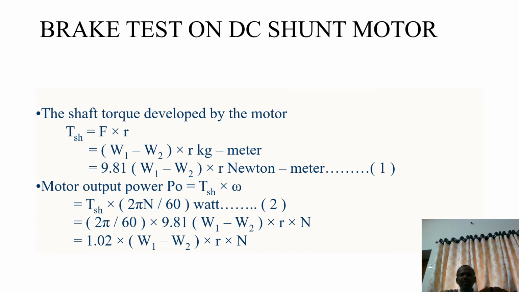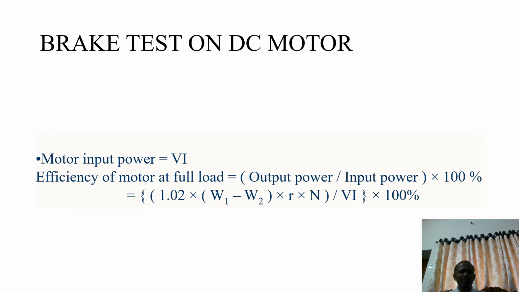Here W1 and W2 are the weights of the two spring balances, R is the radius of the pulley, and N is the speed of the DC motor. By using this equation, we can calculate the output power of a DC motor. We can also calculate the input power, which is equal to V into I. So you are calculating output power and input power.